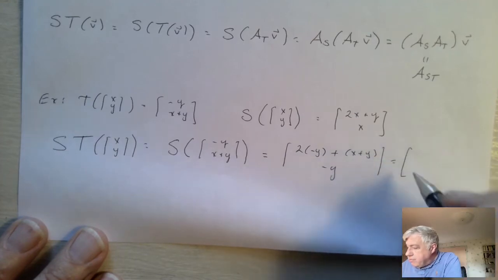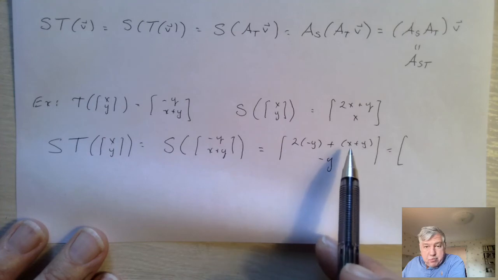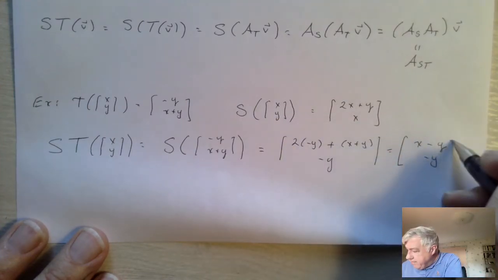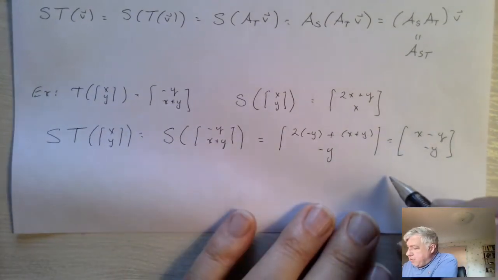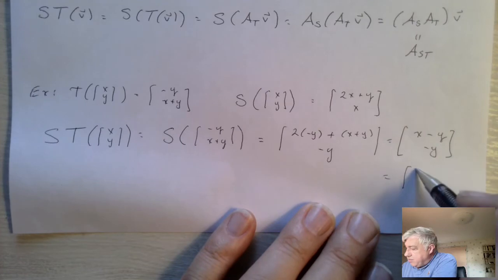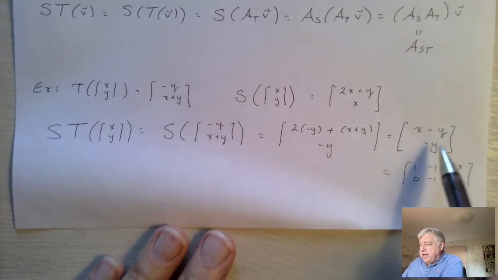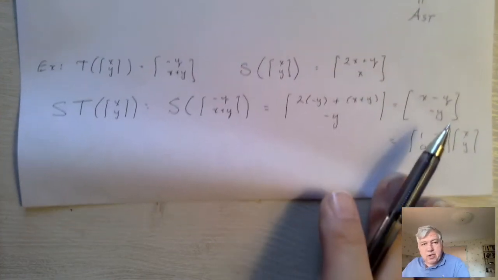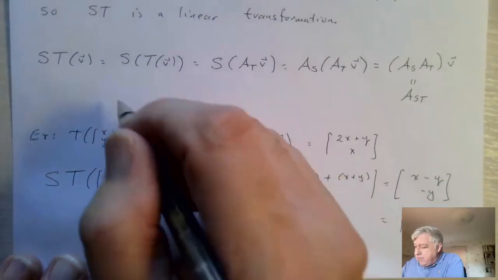And if you do a little simplification, this is minus 2y plus y, that's minus y, and then x. So this will be x minus y, minus y. Okay. I think you can see that this can be written as the matrix [1, -1; 0, -1] times (x, y). Or you can just find the standard matrix by plugging in e1 and e2, and you'll get this matrix. And let's just see what we can see from here.